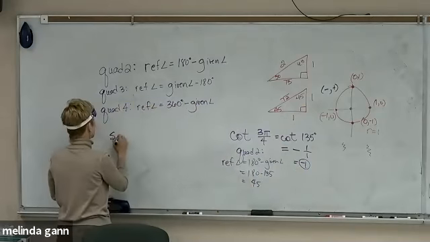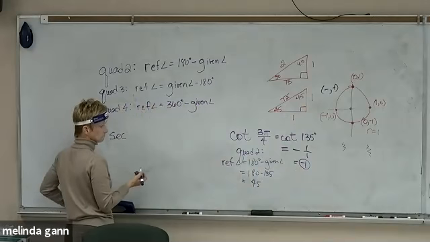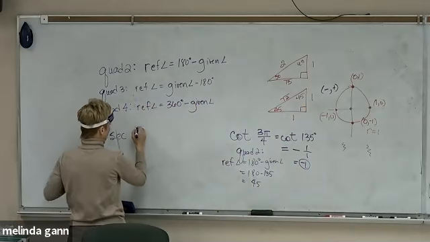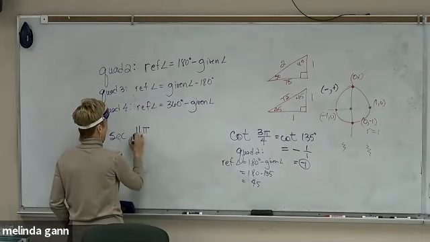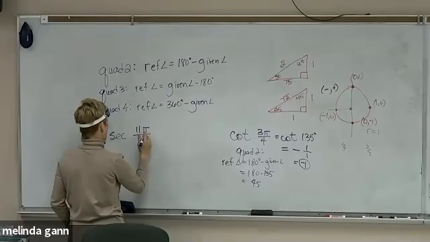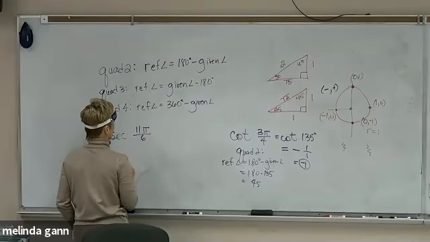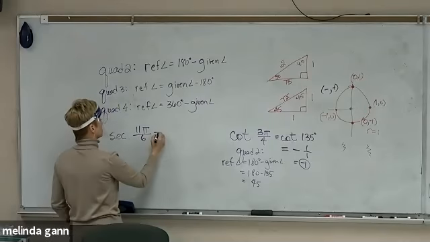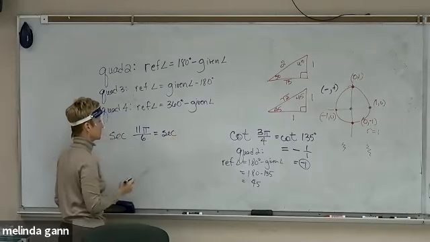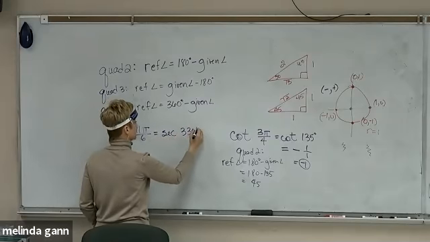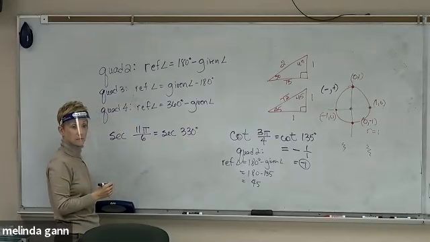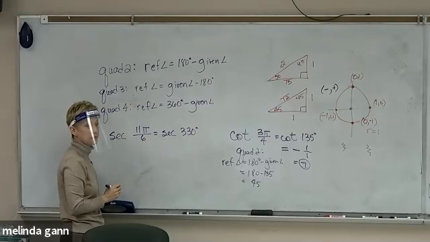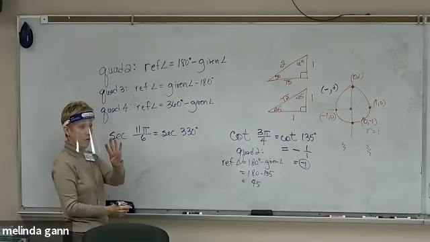What's the secant? All right, let's do this one. 11 pi over 6. All right, go find me that angle measure. 330. Does everybody see where Connor got 330? We good? What quadrant are we in if we're at 330 degrees? Everybody see we're in quadrant 4?